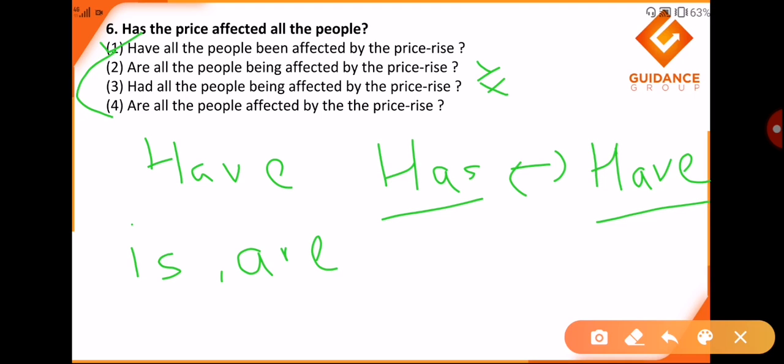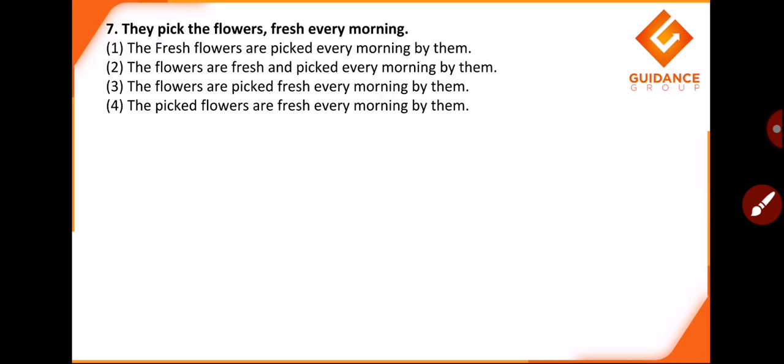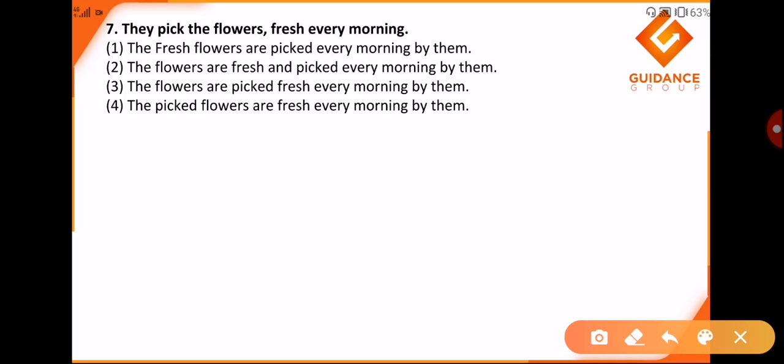Okay. The 7th one. They pick the flowers fresh every morning. Now this is again a very nice example. The flowers are picked every morning. The fresh flowers are picked every morning by them. The flowers are fresh and picked every morning by them. The flowers are picked fresh every morning by them. Now, they pick the flowers. The sentence is starting with the flowers, so it can be second or it can be third.